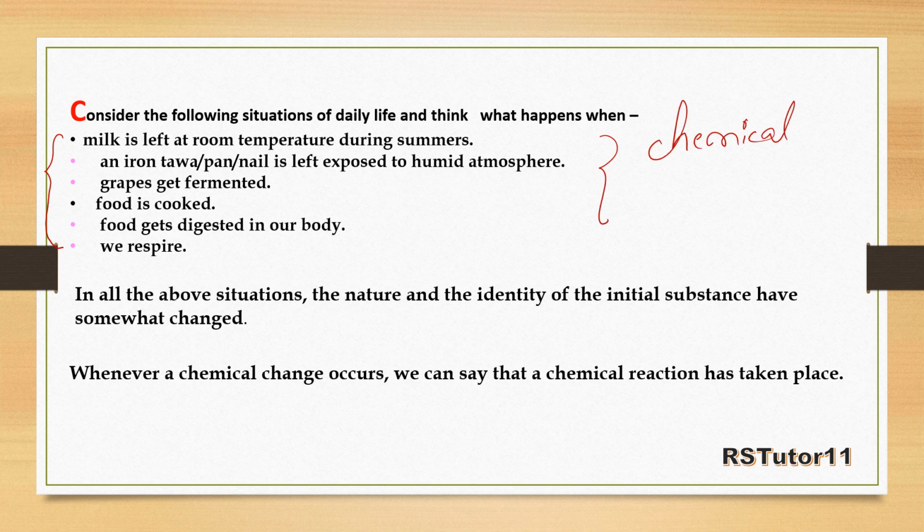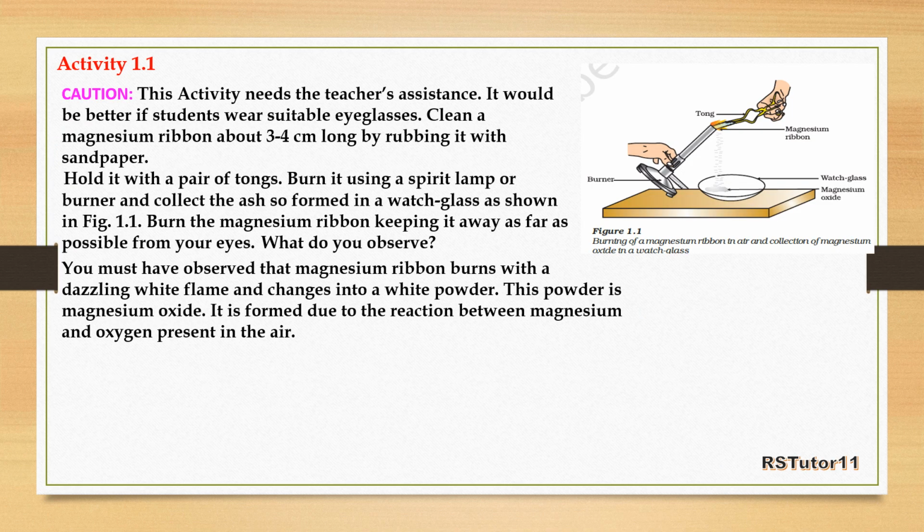reaction. I'm sorry, chemical reaction. These all things go under a chemical reaction. So see, in all other situations, the nature and the identity of the initial substance changes. The initial substance means pehle what it was. It was milk. Then later on it gets turned into curd. Whenever a chemical change occurs, we can say that a chemical reaction has taken place.